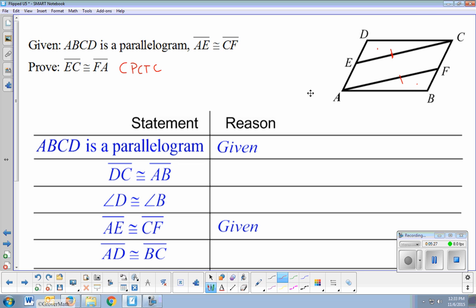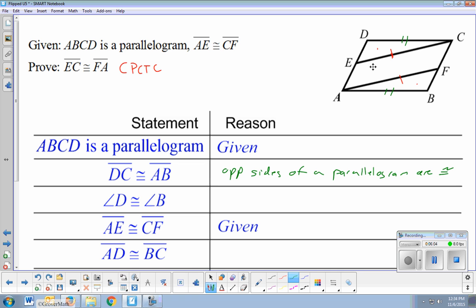So first, let's say, are opposite sides congruent helpful? And yes, they are, because DC here and AB are opposite sides of a parallelogram, and they're both also sides of the triangles I'm trying to prove. So that's why my first given there is that. And so my reason is opposite sides of a parallelogram are congruent. That's why I can say that.